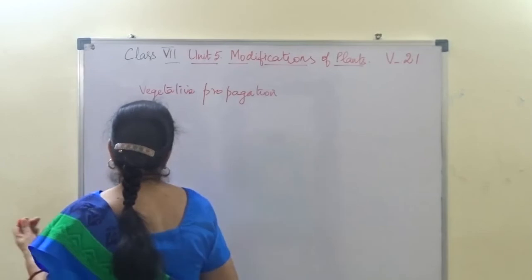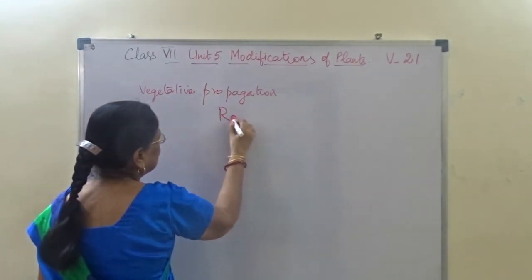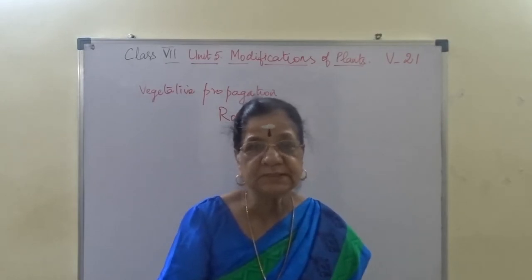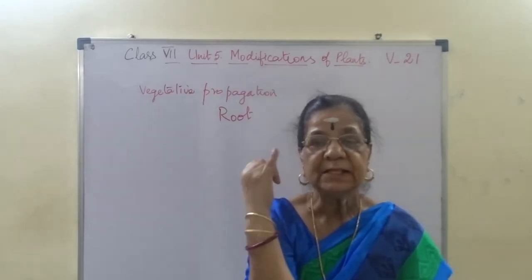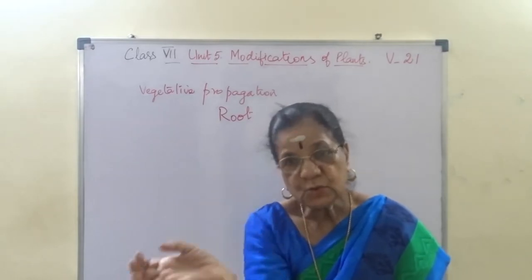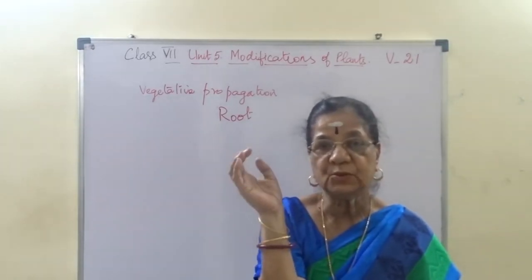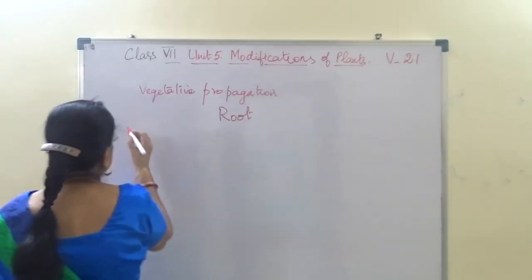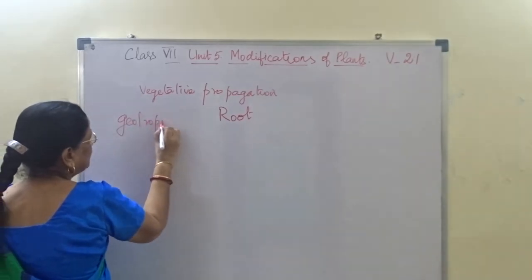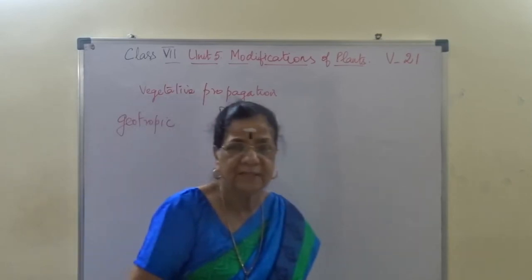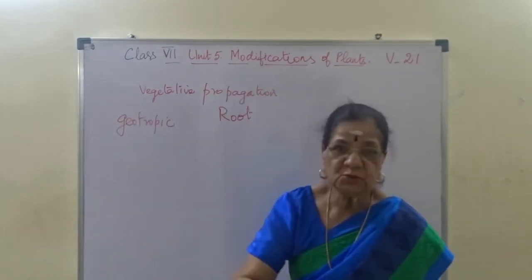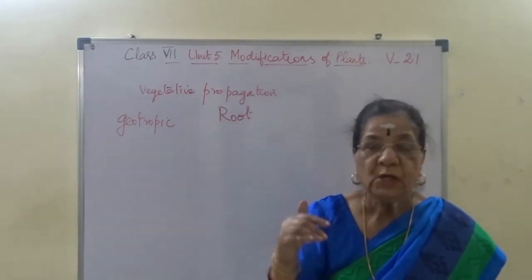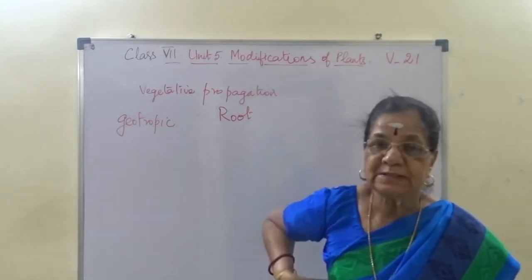Now, the root system, what do we know? The root system is of two types, taproot and fibrous root. What are the characteristics of root we have done? It is brown in color, has absence of nodes and internodes, and grows below the soil, towards the center of gravity. So it is called positively geotropic. The movement of the roots towards gravity is called tropism. Whereas the shoot system is positively phototropic; it grows towards the sunlight.